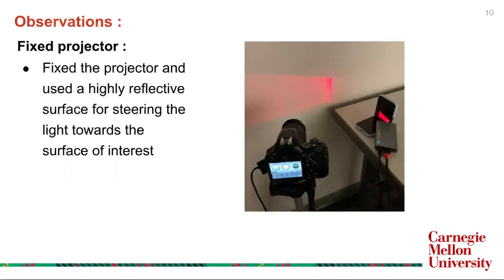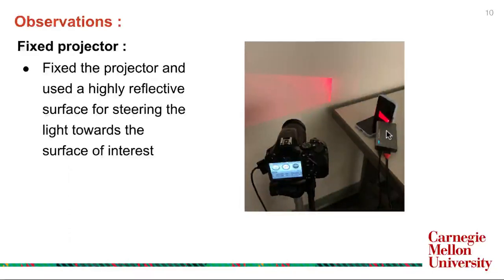I conducted another experiment where I fixed the projector position here. So in the cases where you cannot move the projector, we can use this technique. So we'll just place the projector somewhere, and we'll project the light to a highly reflective surface. We can use a mirror, but for my experiment, I just used my mobile screen.